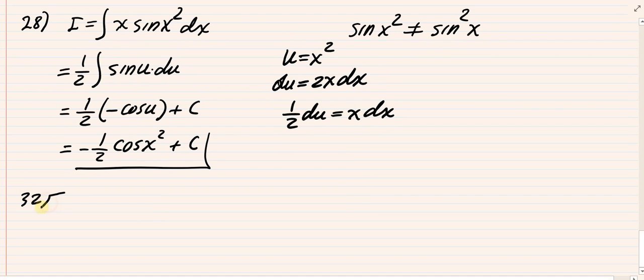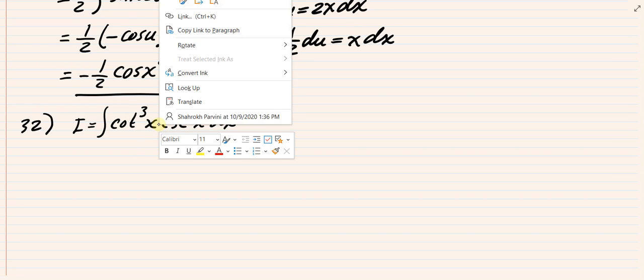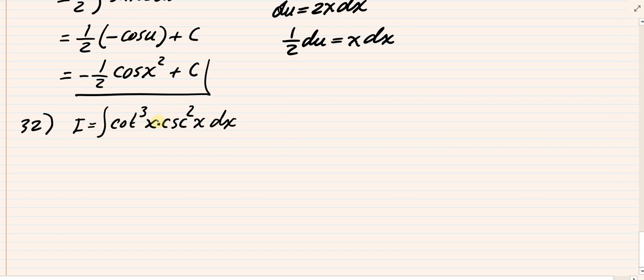Let's do number 32. In exercise number 32 now, we're going to find the integral of the integrand being cotangent cube x, not x cubed, but cube x, cosecant squared x dx. And there you have it. Now, for this one, it's maybe harder to see the composition, because you can view this as a multiplication, right? I have cotangent cube x times cosecant squared x.